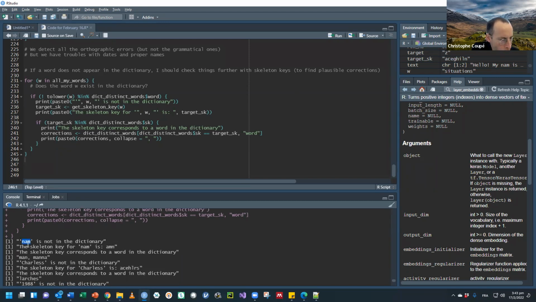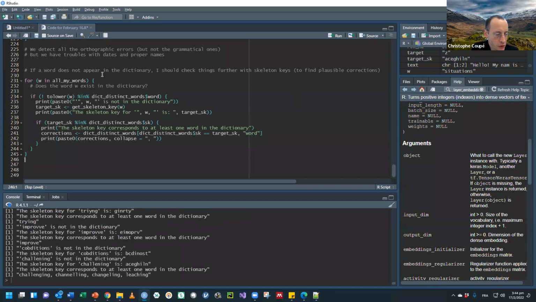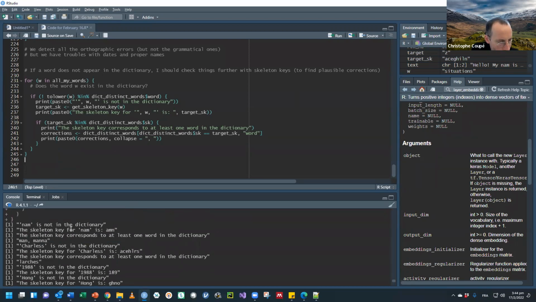So if I have my word, my form NAM, it's not in the dictionary. The skeleton key is AMN. And the skeleton key corresponds to a word in the dictionary, actually several words. So maybe I should write at least one word in the dictionary. Maybe that's better. So I do it again.